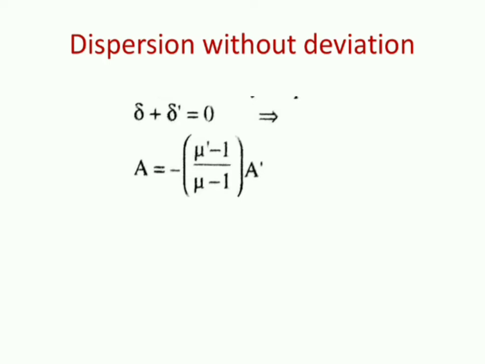Now the opposite, dispersion without deviation. We know deviation is represented by delta equals (mu minus 1) into A. So if the net deviation produced by two prisms is zero, then the condition becomes A is equal to minus (mu dash minus 1) by (mu minus 1) into A dash, where mu is the average value of mu v and mu r, or it can be replaced by the value for yellow color. Yellow is considered to be the average of violet and red.